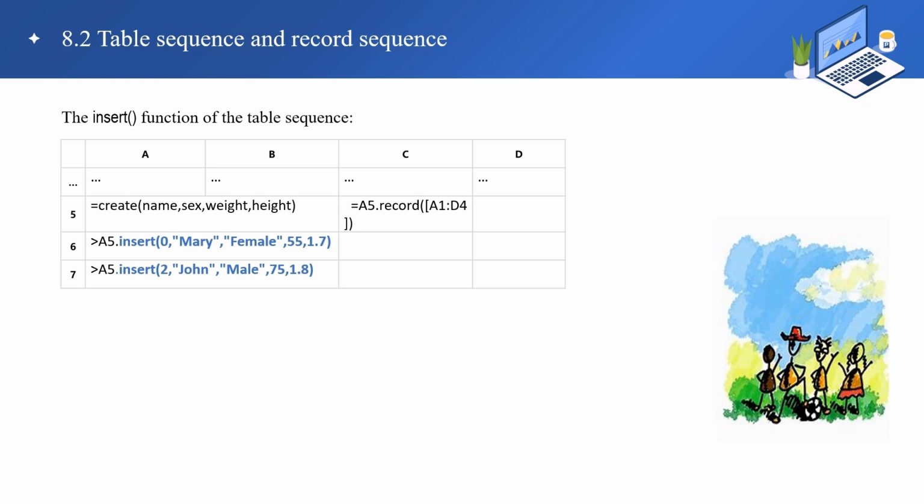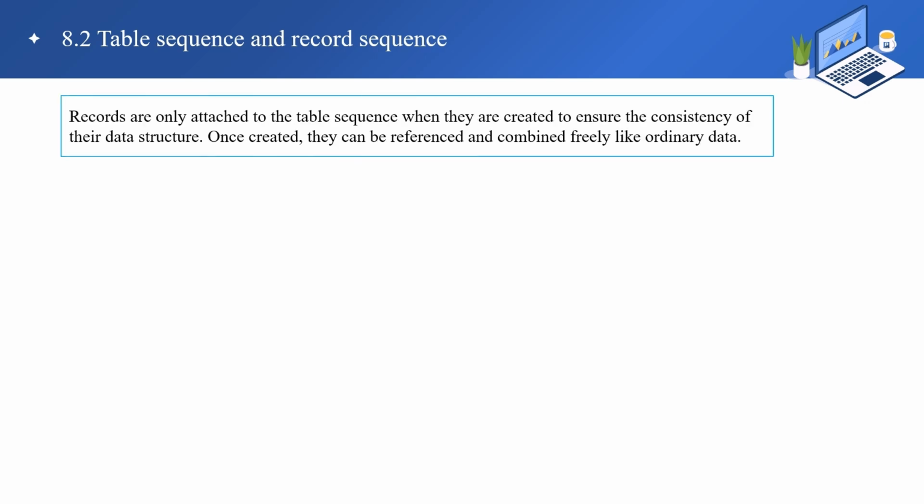Then write each field value of the record to be inserted in the remaining parameters. SPL will create a new record in the appropriate position of the table sequence and fill in the field values. The purpose of assembling members into a sequence, that is, a set, is to facilitate operation and processing together. For example, we can use the loop function mentioned above.